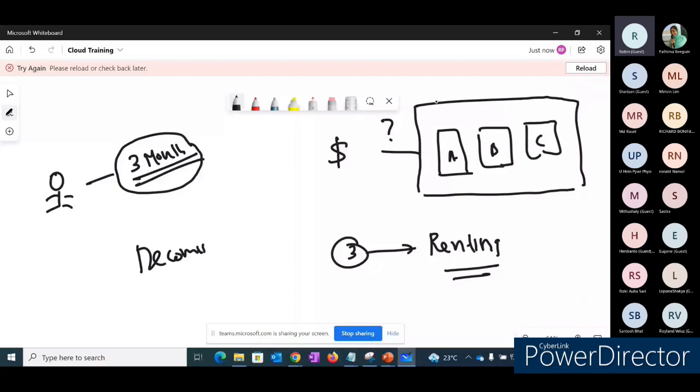The first option is option A. The second one is option B. If you are in this situation, which mode will you opt for? Can you just comment on the chat window?